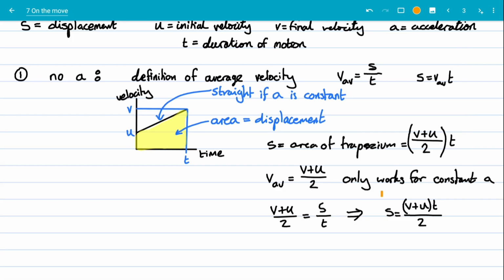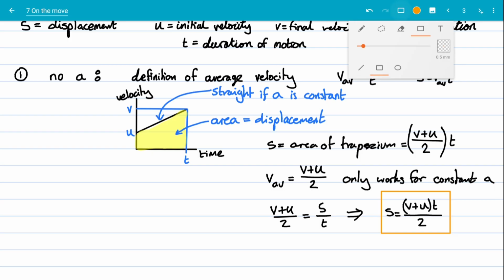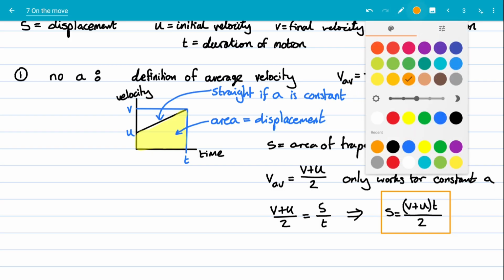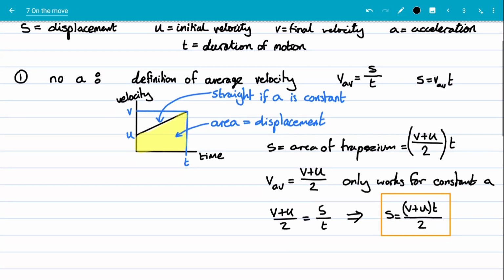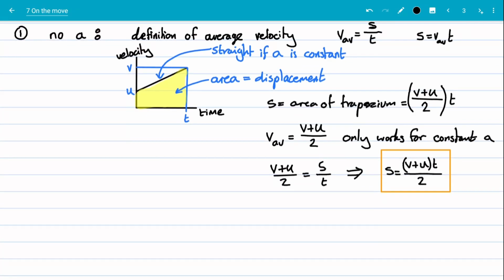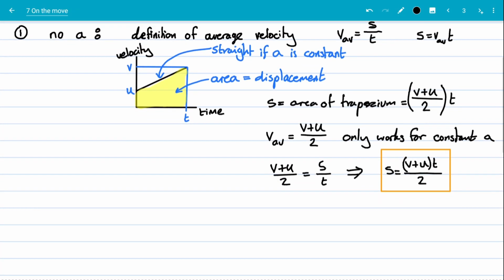It is actually just the definition of average velocity. Because if you divide through by T from the equation I've drawn the box around, you get S over T, which is average velocity, which is just V plus U over 2 if the acceleration is constant. Now that's important because any equation we derive from that is only going to be valid if the acceleration is constant. That adds a limitation onto those equations.